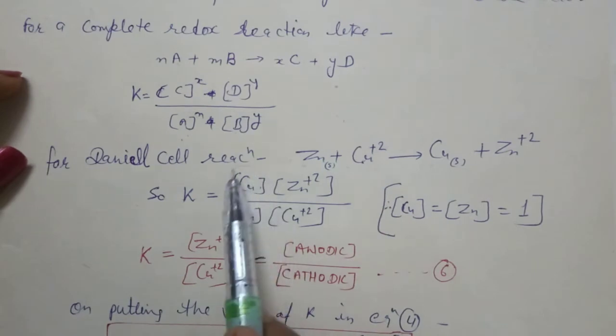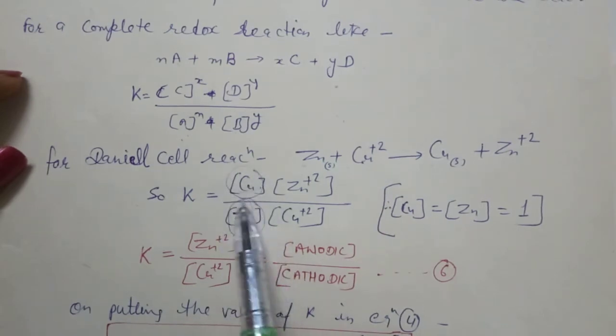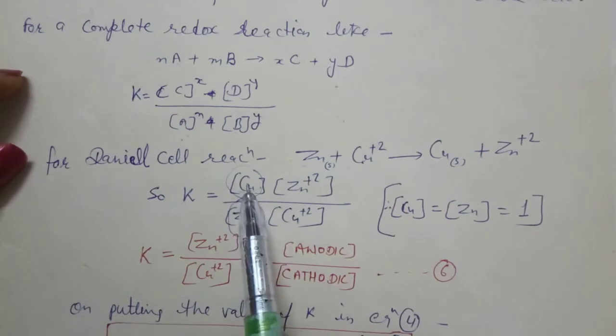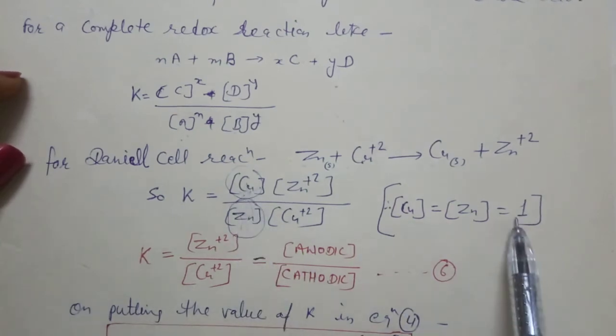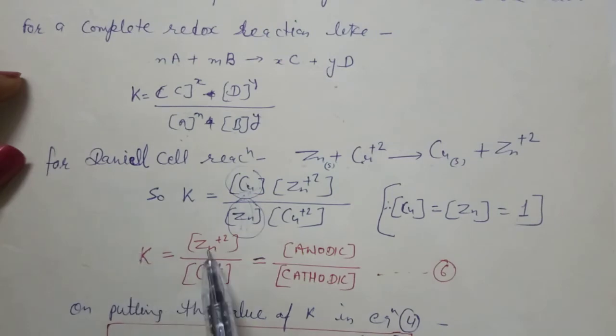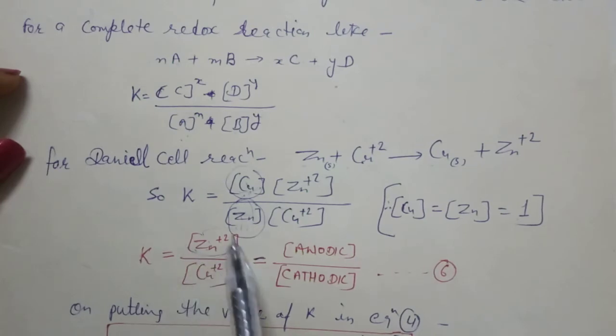But here Cu and Zn are both in the solid phase, so the activity, or we can say the concentration, of Cu and Zn in the solid phase will be 1. So we can say K will be equal to [Zn²⁺] upon [Cu²⁺]. Zn²⁺ ions means the concentration in the anodic solution, because Zn acts as the anode and the Cu electrode acts as the cathode. So this concentration means anodic concentration and this one means cathodic concentration.